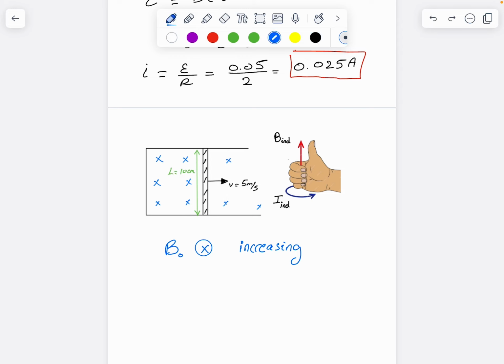So according to Lenz's law, if B original is increasing, then B induced should be opposite to B original. So increasing comes with opposite. B induced should be opposite to B original. So if B original here is into the page, then obviously B induced will be what? Out of the page, because opposite to into the page is out of the page.